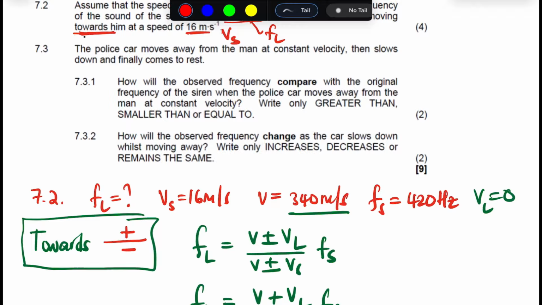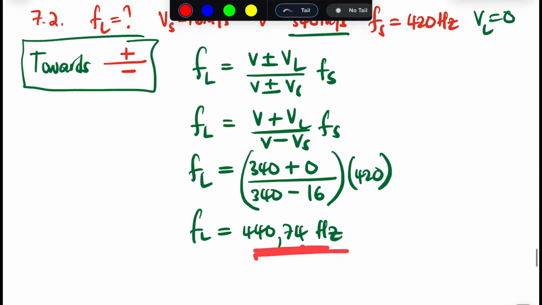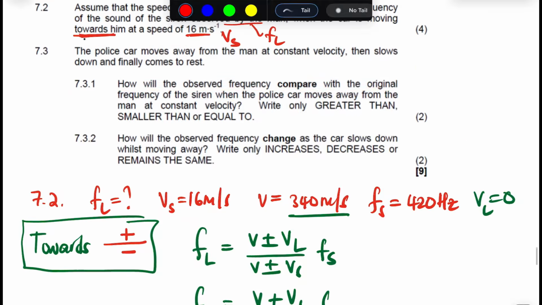Now, the question says the police car moves away from the man at a constant speed and then slows down and comes to rest. It moves away and then slows down and comes to rest. Now it says in 7.3.1, how will the observed frequency compare with the original, which is the one that we just calculated, the original frequency of the siren, when the police car moves away from the man at a constant speed, right? Greater, equal to or smaller?